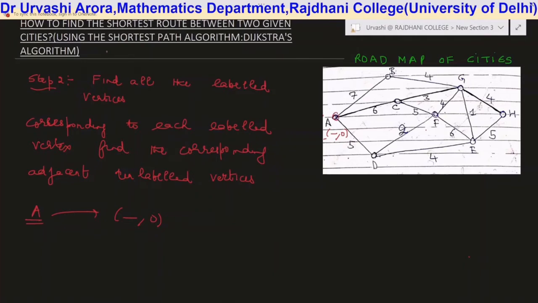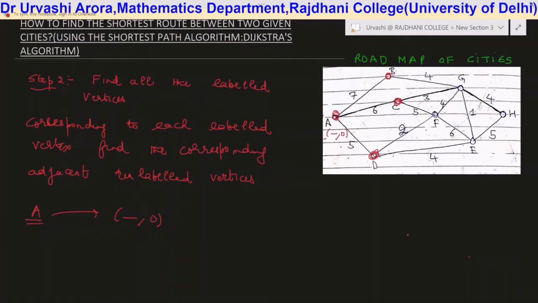Now if we take a look at A, what are the adjacent vertices to A? Those vertices are adjacent to A which are connected to the vertex A by a common edge. In this graph, the vertex B is adjacent to A, because there is a common edge joining A and B, which is the edge AB. Then C is adjacent to A. Then D is adjacent to A. So these are the three vertices adjacent to A, because B, C, D all have a common edge with A. AB is the common edge between A and B, AC between A and C, and AD between A and D.